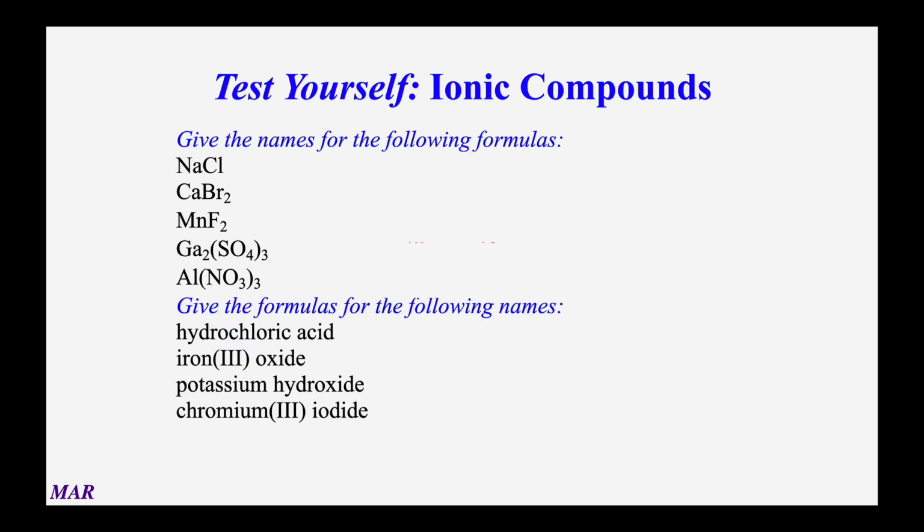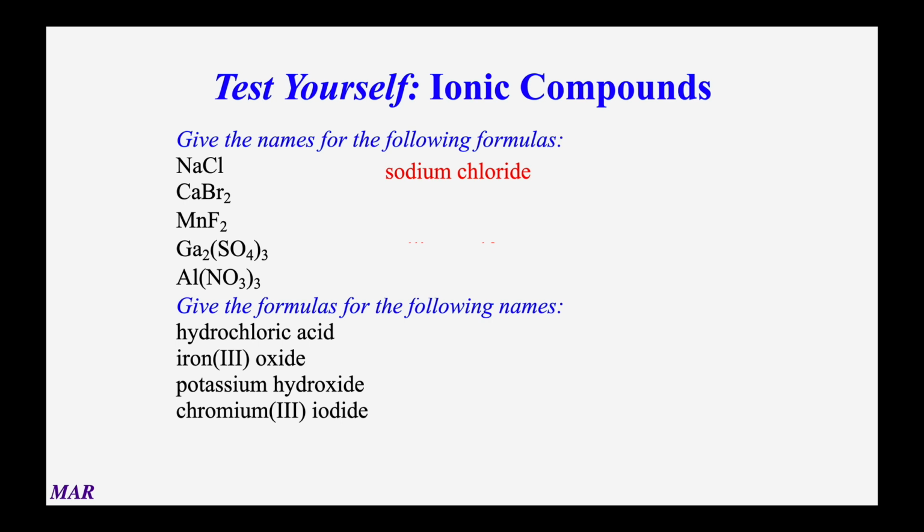So here's some examples. Let's just kind of go through them and you can test yourself. And again, I encourage you to do this as much as possible. So NaCl, sodium ion, chloride ion. Sodium is a main group metal. It's a fixed charge metal, so we don't need a Roman numeral. This would be just sodium chloride.